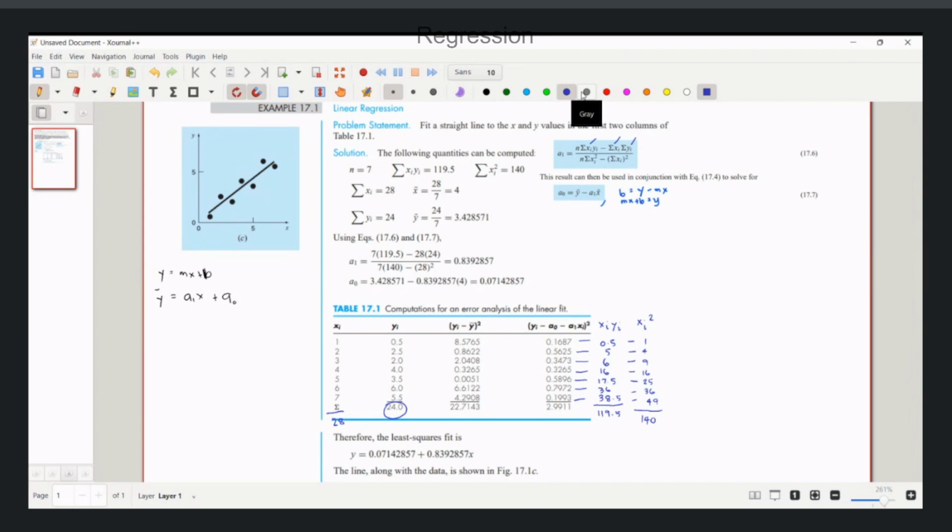And since we're complete, we have the summation of x sub i squared and the summation of x sub i, squared. So that's 28 squared. That's 784.